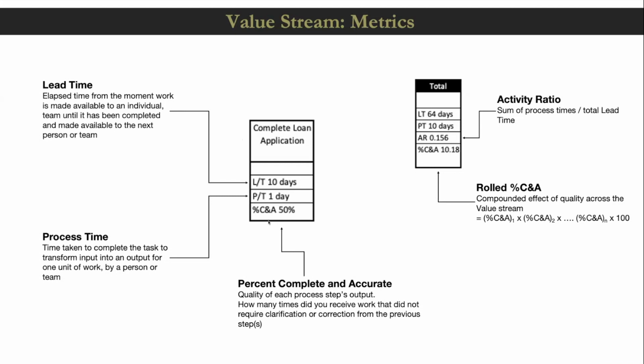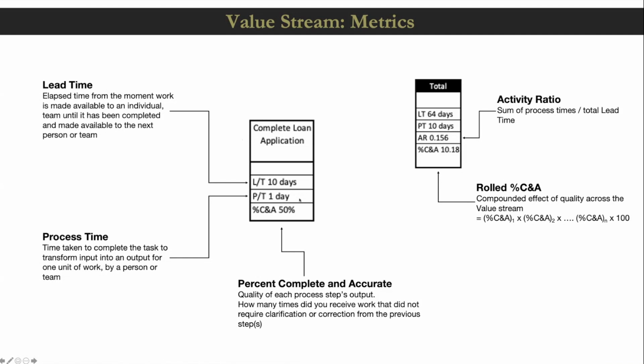And in addition to that, we also want to capture the lead time, elapsed time, which includes the wait time from the moment work is made available to an individual until it has been completed and passed over to the next stage or next person or next team. So in this example, as you can see, it takes only a day to complete the loan application, but apparently there's a bit of wait time built into it, which indicates that the lead time is about 10 days. This also, I think in very simple words, indicates there's an opportunity for improvement.